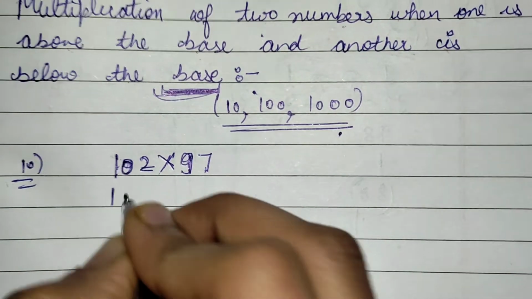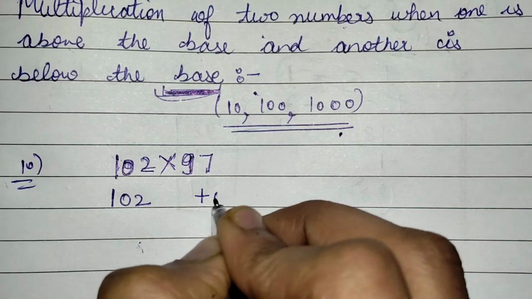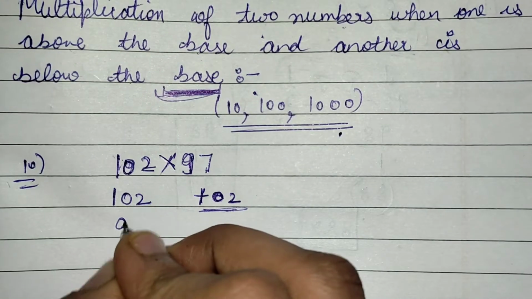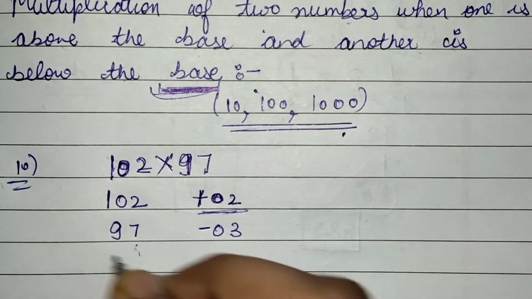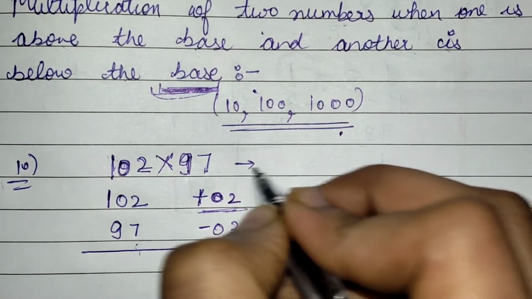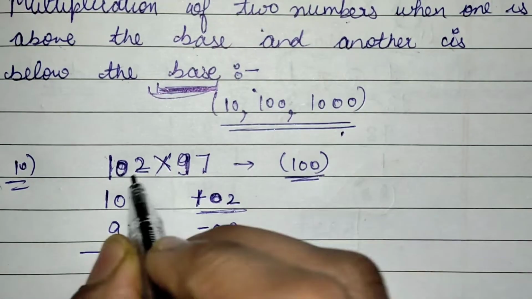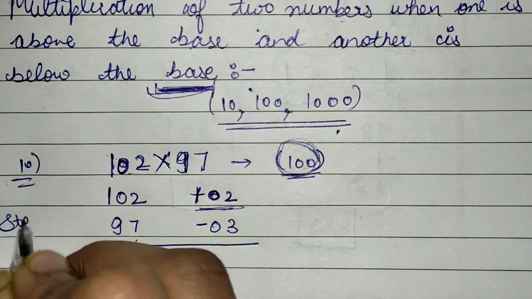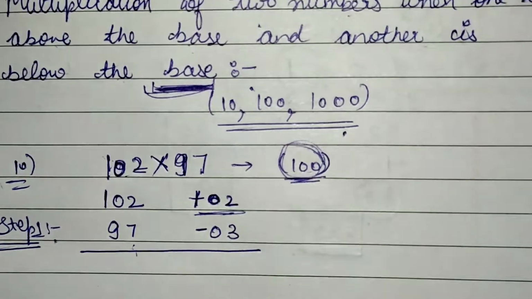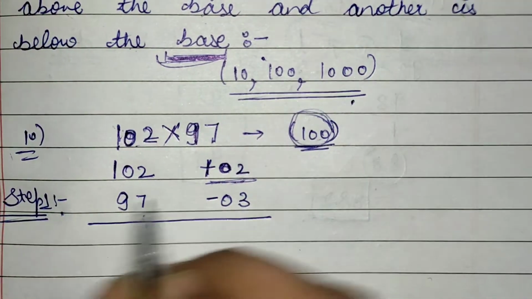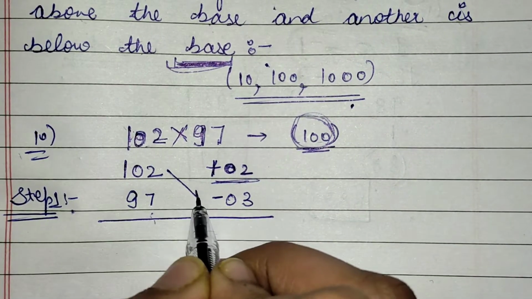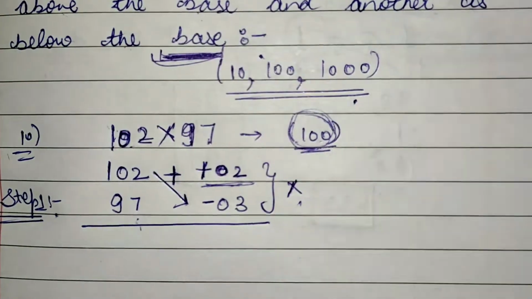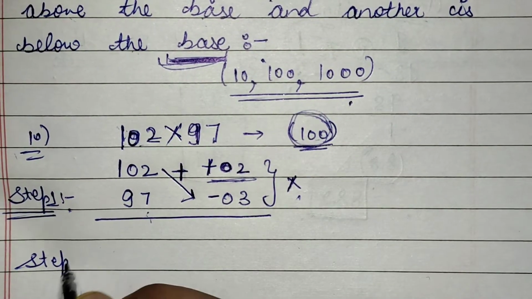See, 102, as I have explained earlier also, is how much bigger than 100? Plus 2. And 97 is how much smaller than 100? It is minus 3. So the base value for both of them is 100, meaning both values are near to 100. This is my step number 1: I have to write down my equation like this. Then we will do the same steps as earlier, addition of these two values and multiplication of these two values in step number 2.